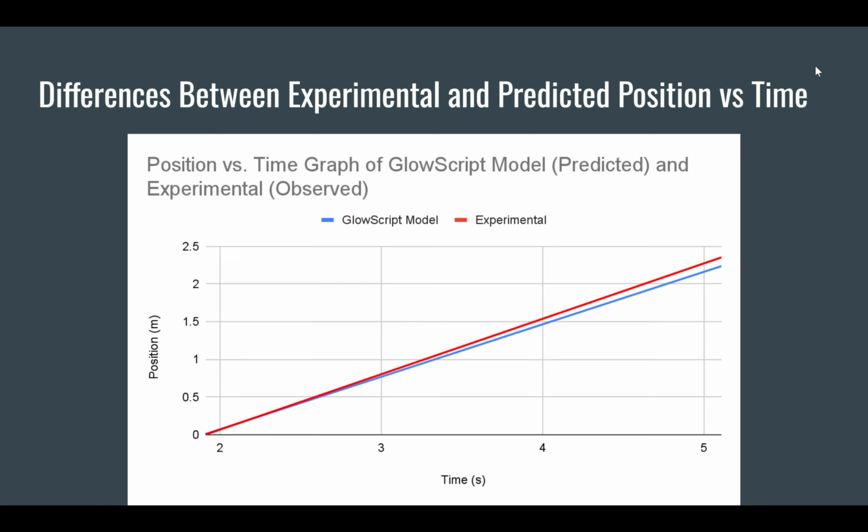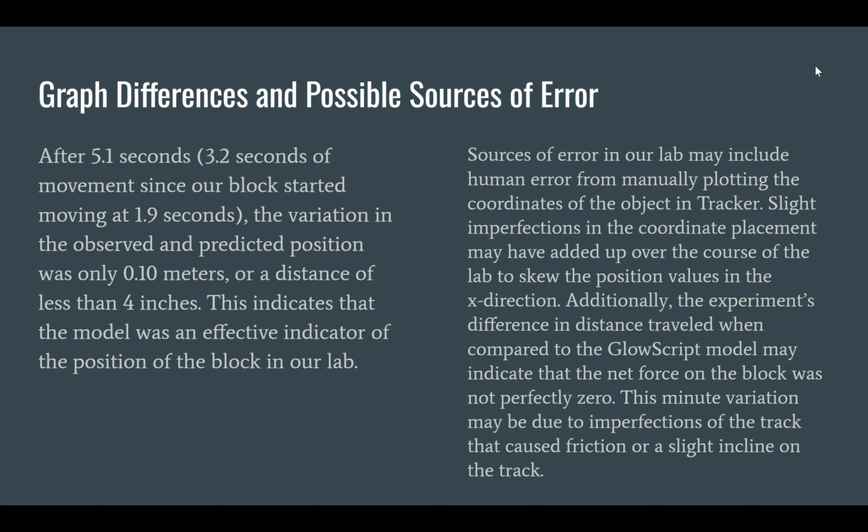This shows the difference between the experimental and predicted position versus time. You can see that at the very beginning they start off the same and then over time they slightly diverge as the model becomes less accurate of our observed results. After 3.2 seconds of movement, you can see that the models only differed by about 0.1 meters, which is a distance of less than 4 inches. This indicates that the model was an effective indicator of the position of the block in our lab.